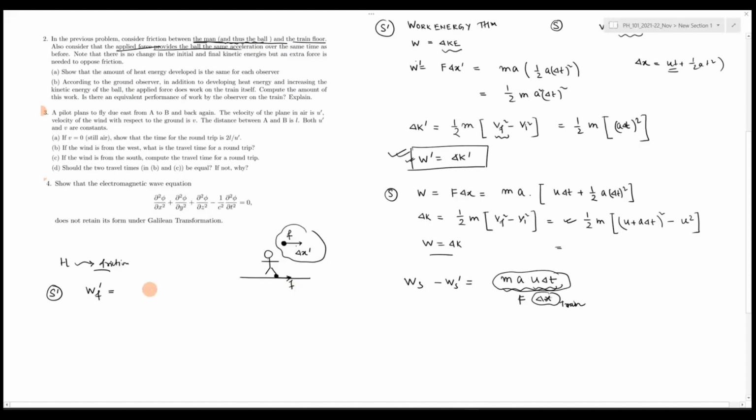Now, can I write this thing or not? F into delta x prime. Work done by the friction will be equal to F into delta x prime. Can we write it or not? Yes. Now, if you try to write this, let us simplify. F is equal to m into a, the same thing. So F times delta x prime is m into a times delta x prime, where delta x prime will be equal to ut plus half a delta t square.